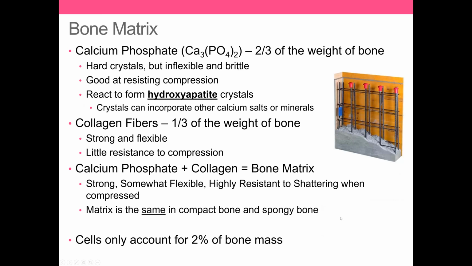Cells actually only account for 2% of the mass of bone. So bone is primarily this matrix of collagen and calcium phosphate with a very small number of cells. However, the cells are important, and we're going to look at those next.